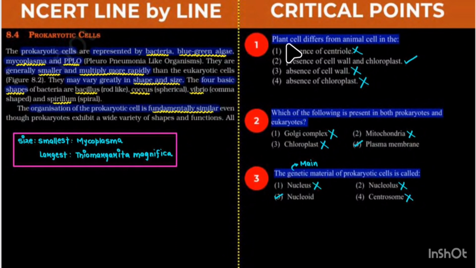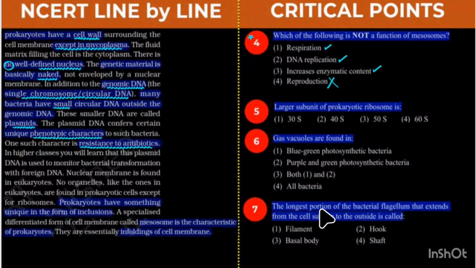Plant cells differ from animal cells in the presence of cell wall and chloroplast. Which of the following is present in both prokaryotes and eukaryotes? The plasma membrane. The genetic material of the prokaryotic cell is called nucleoid. Prokaryotes have a cell wall surrounding the cell membrane, except in mycoplasma. The fluid matrix filling the cell is the cytoplasm. There is no well-defined nucleus. The genetic material is basically naked, not enveloped by a nuclear membrane.